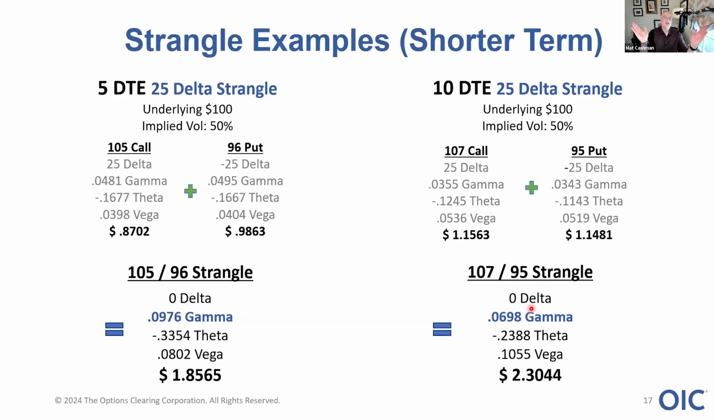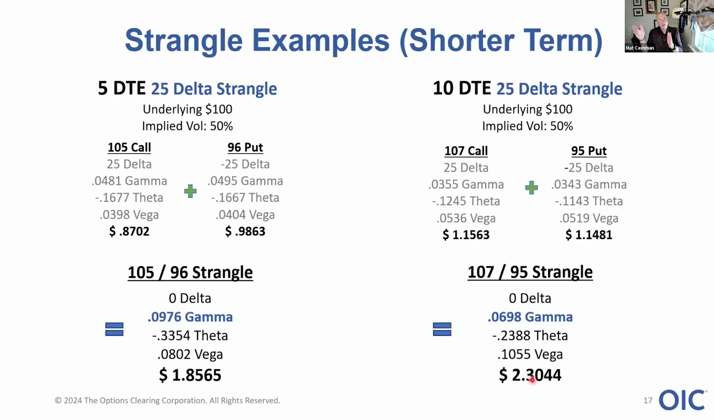25 delta call, negative 25 delta put, those offset. You've got a zero delta strangle, basically. It has no theoretical directional exposure. That's the 5-day strangle and the 10-day strangle. Pay attention to the price here, 185 and 230.